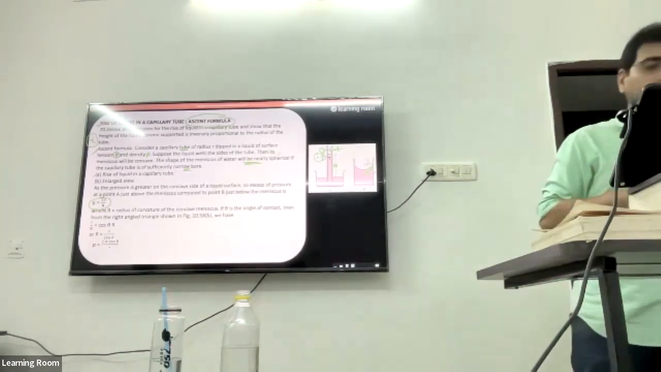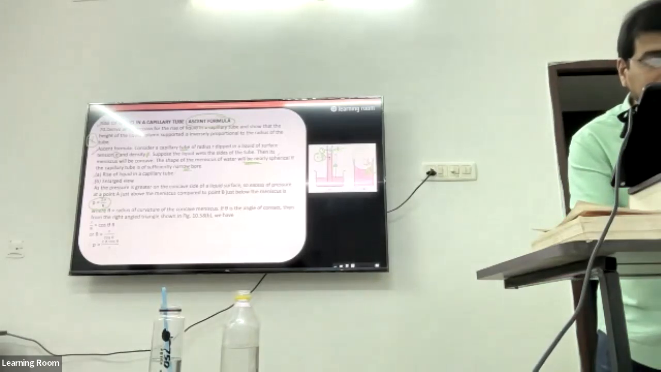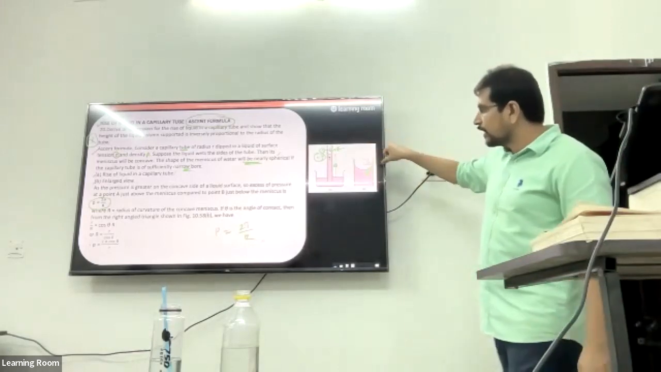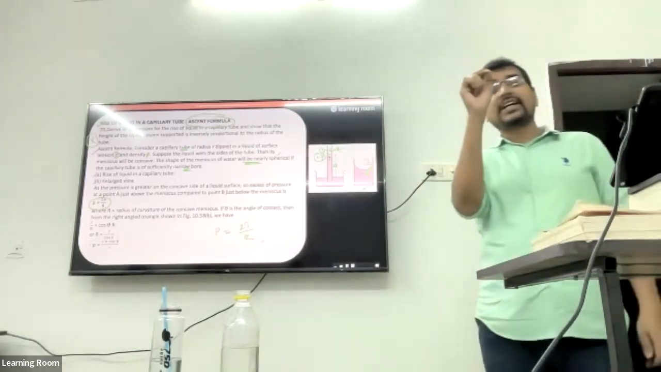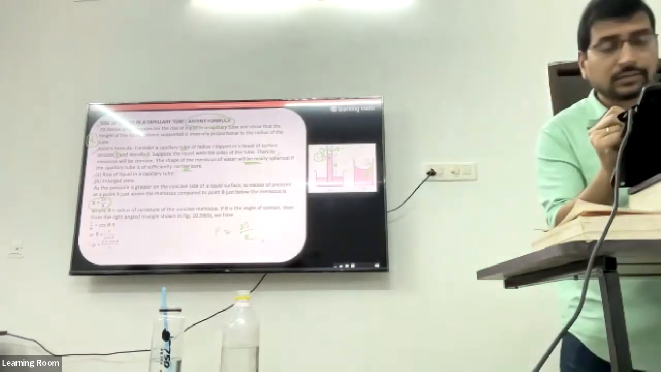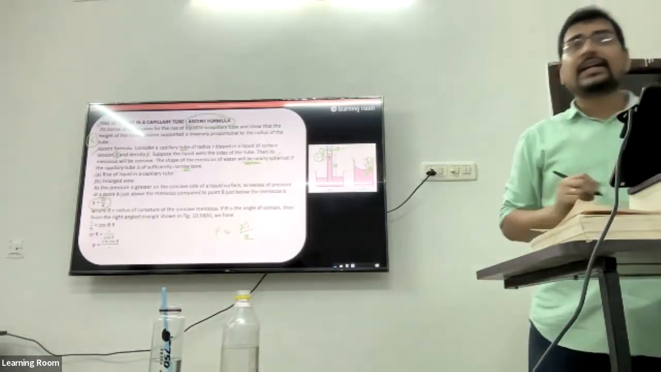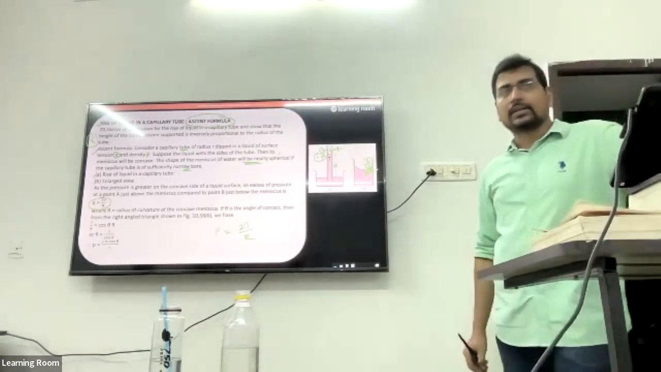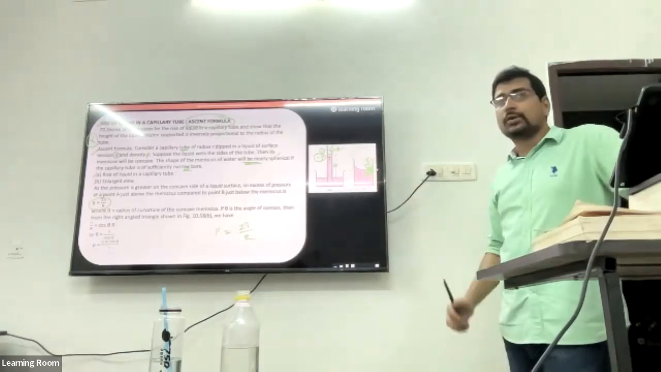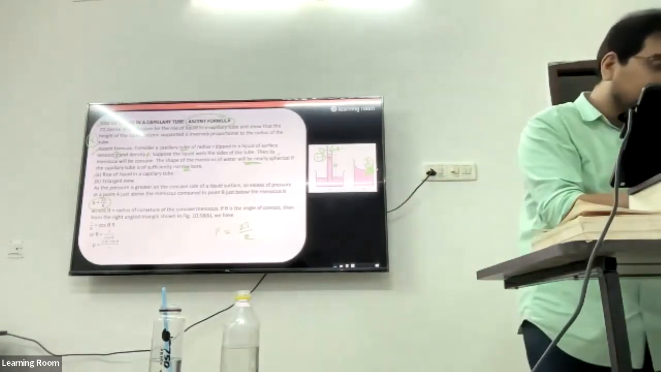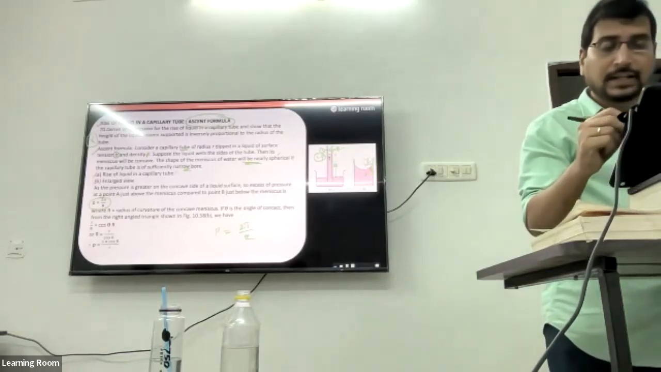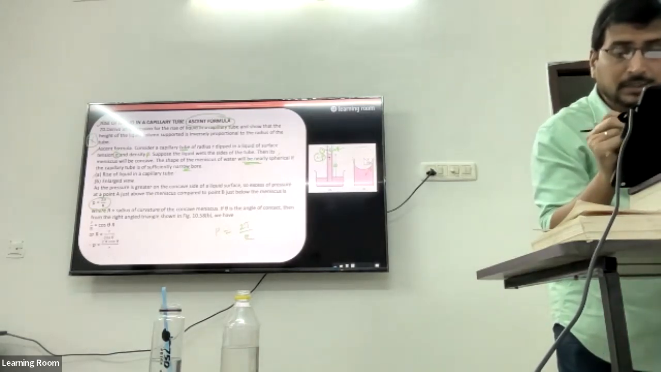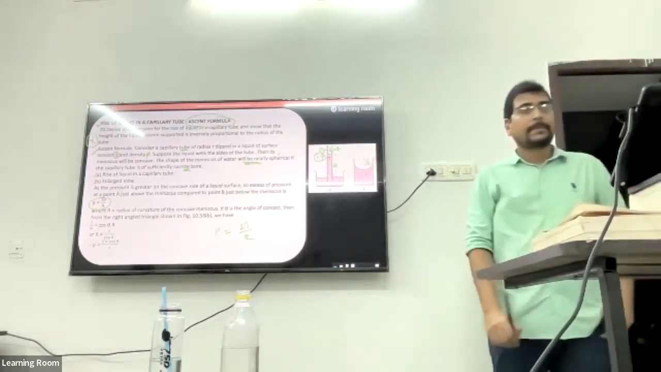So the excess pressure is equal to 2T divided by capital R. If you look at this diagram, capital R is like this. Capital R is the radius of the meniscus, and small r is going to be the radius of the tube. And this theta is going to be the angle of contact. So when you keep shifting the angle, at this point it becomes theta.